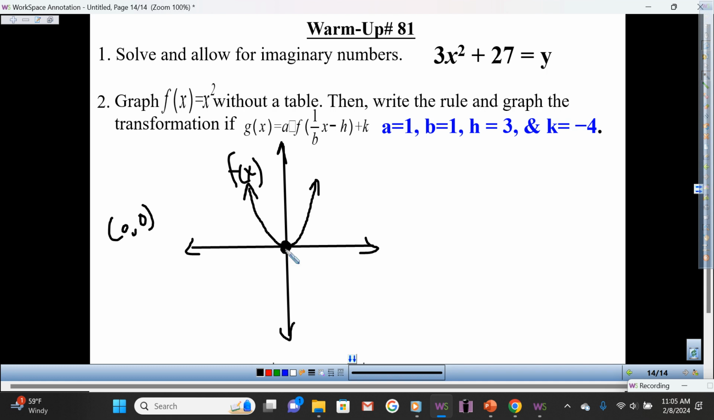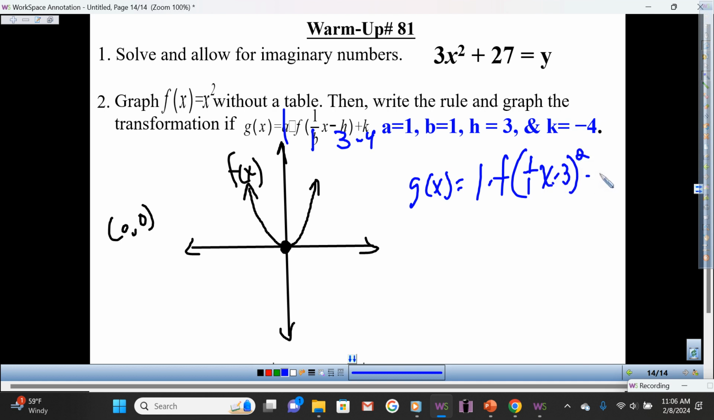All right. So with that said, we need to write our rule given this. So instead of A, we write 1. Instead of B is 1. Instead of H is 3. And instead of K is negative 4. Therefore, g of x equals 1 times f of 1 over 1, x minus 3 squared minus 4. Do we need to write the ones? No. g of x equals f of x minus 3 squared minus 4.